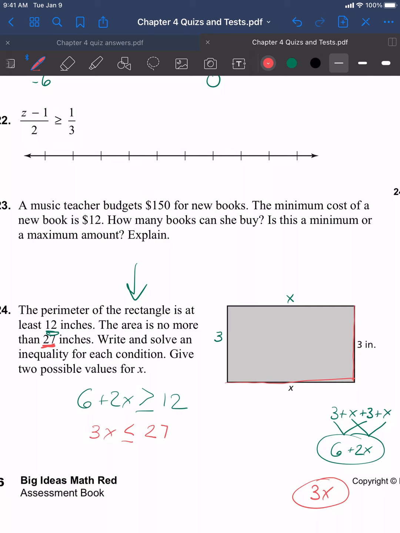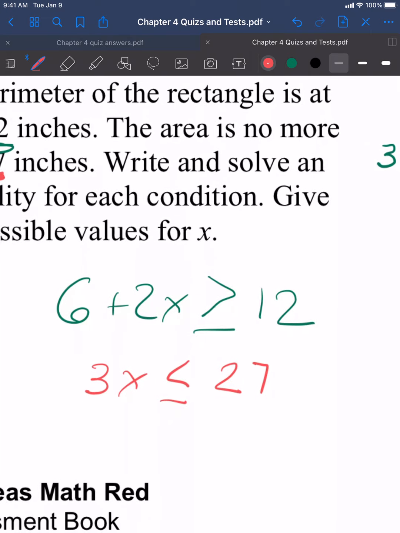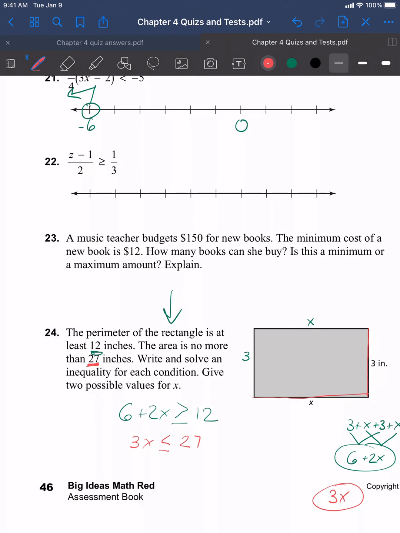Give 2 possible values that x could be. Okay, so do I have an equation for the perimeter and an equation for the area? What is something x could be? 9. Okay, so you're saying if x was 9, let's plug it in for the green one. What is 9 times 2? 18. What's 18 plus 6? 24. Good job. Is 24 greater than or equal to 12? Yes.